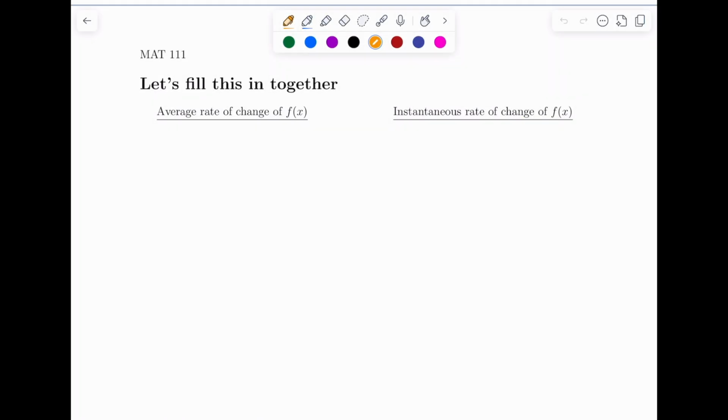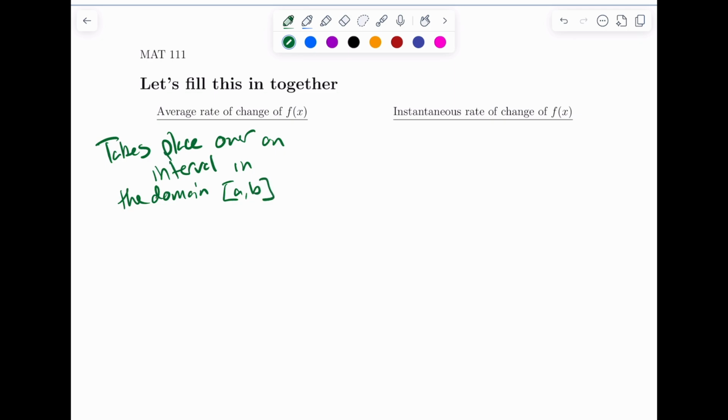I want to review what we said about average rates of change and then connect that to a new topic, an instantaneous rate of change. So to start, what do we know about an average rate of change? One, this takes place over an interval. Specifically, it's an interval in the domain of our function. Maybe from a to b, and the distance between a and b, that's our delta x, or we've called that h.